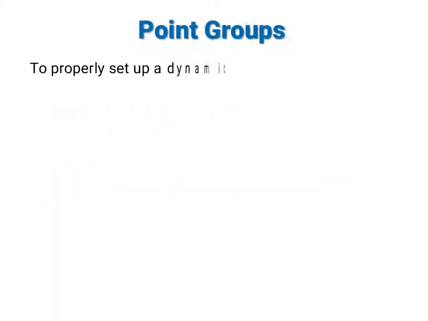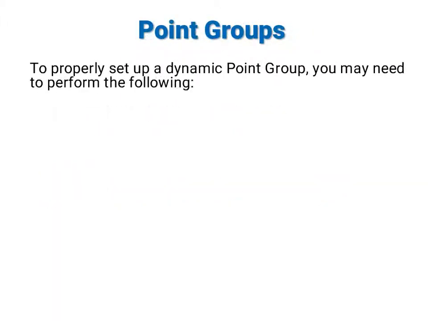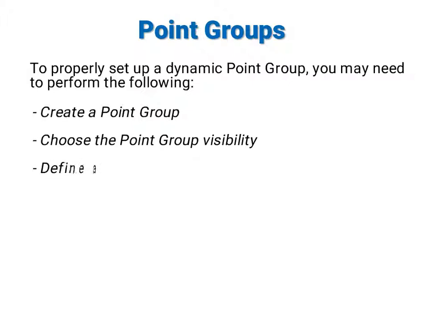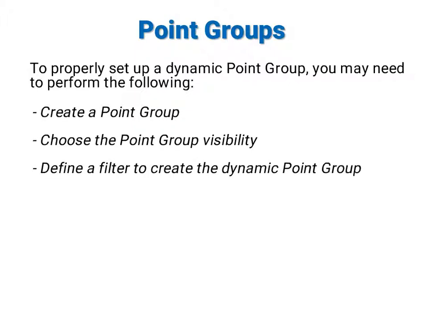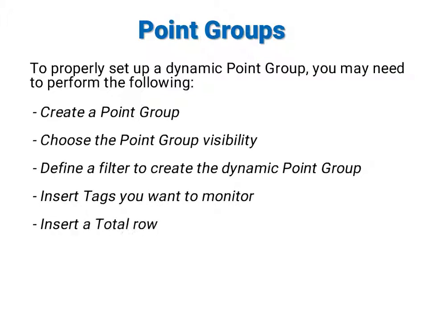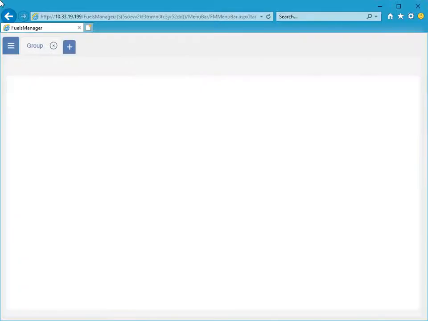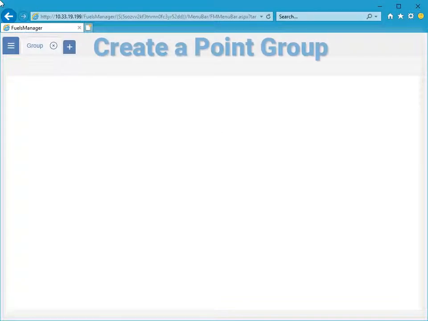In order to properly set up a dynamic point group, you may need to perform the following. Create a point group. Choose the point group visibility. Define a filter to create the dynamic point group. Insert tags you want to monitor. Insert a total row. Calculate total values. I will discuss each of these steps and show you the basics on how to perform them in Operate. First, I will show you how to create a point group.